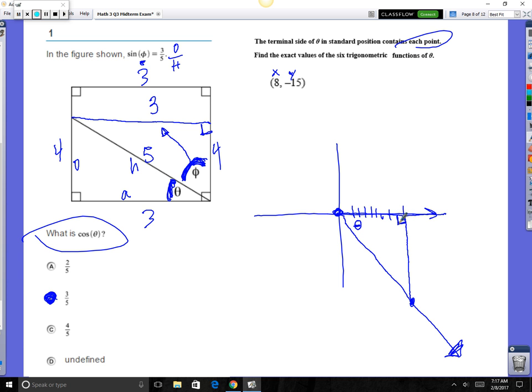There's my 90. So from this angle, this piece is going to be the opposite. This piece is going to be the hypotenuse, and this piece is going to be the adjacent. Now I know the distance from here to here is a minus 15, because as soon as I turned at 8, I went down 15. So I know that piece, and I know this piece is 8. So now I'm going to find the hypotenuse.